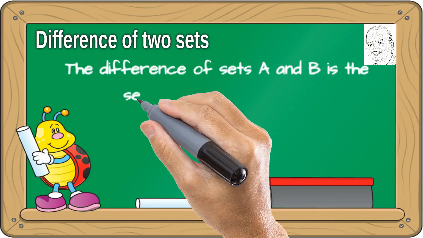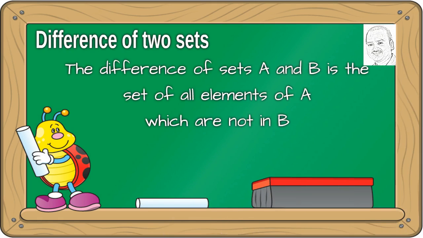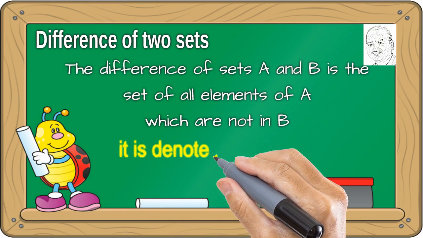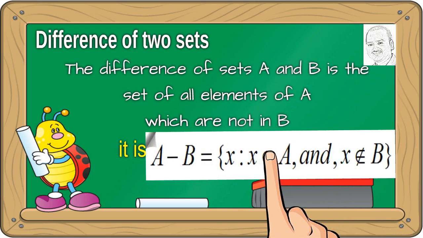Difference of two sets. The difference of sets A and B is the set of all elements of A which are not in B. This is denoted as A minus B. So A minus B is equal to X such that X belongs to A and X does not belong to B.